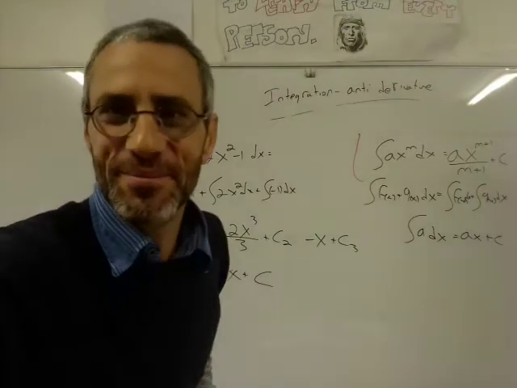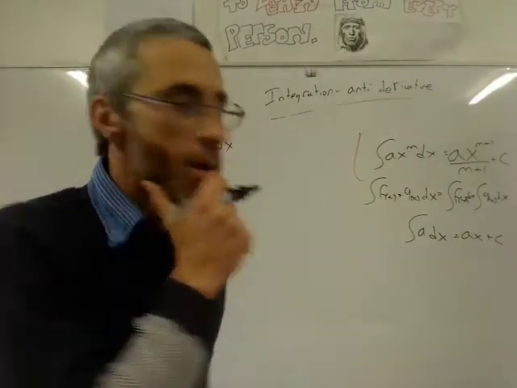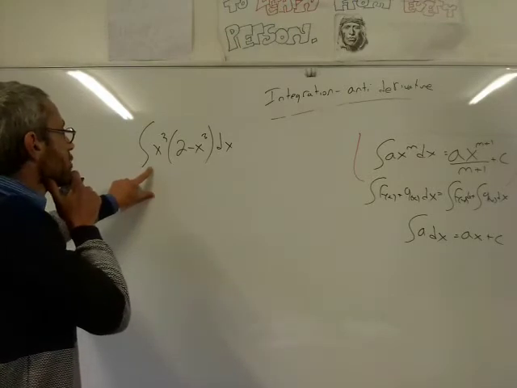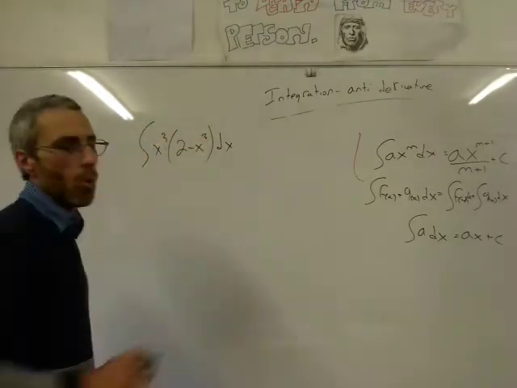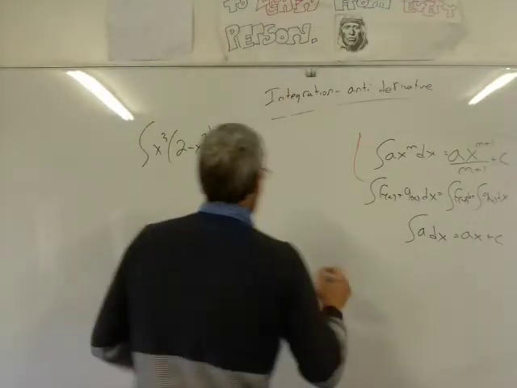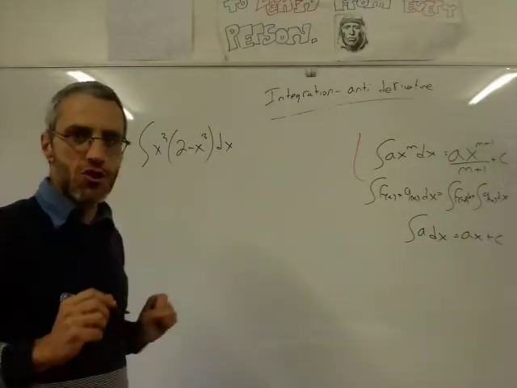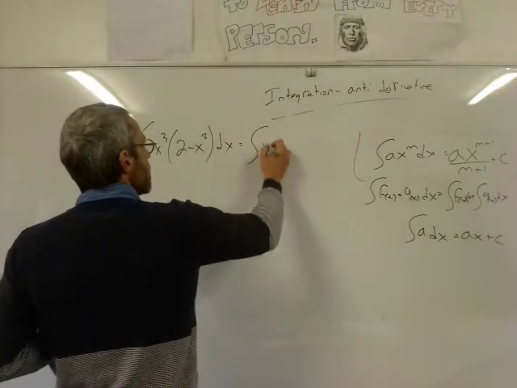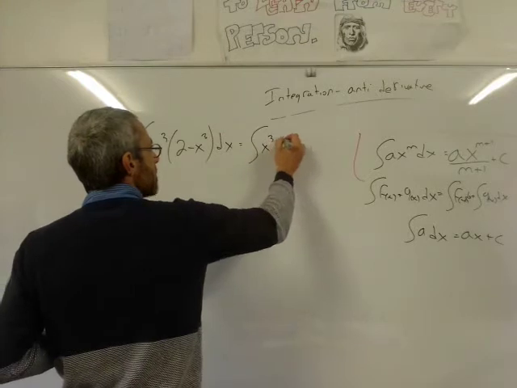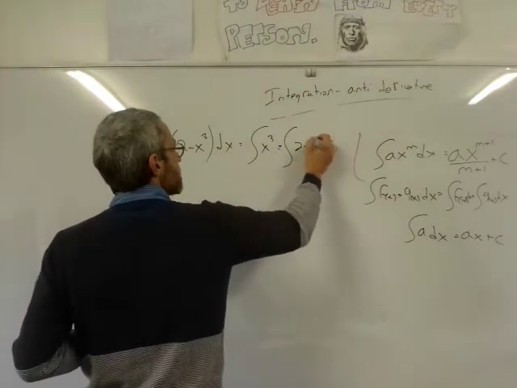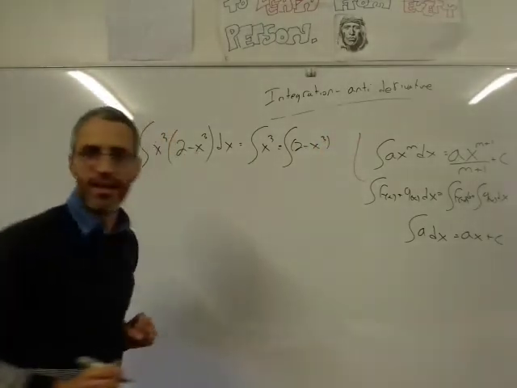Let's pause here. Right. So now I've got an integral of two functions that are multiplied by each other. I think there's a common mistake. If I ask you to do that, some of you would say, okay, you're just going to do the integral of x cubed, times the integral of 2 minus x cubed. Something like that, right?